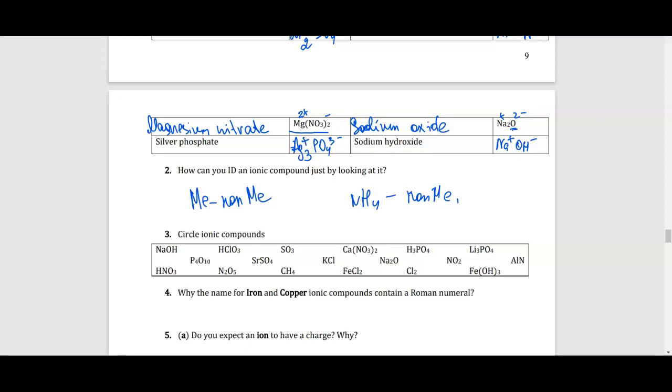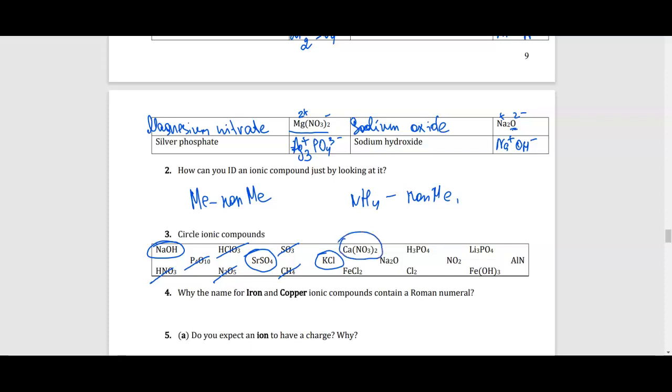Okay, so circle the ionic compounds. NaOH, it's sodium hydroxide, it's ionic because we have a metal and non-metals here. HNO3, it's not ionic because no metals here. P4O10, no metals here. HClO3, no metals. Strontium is a metal here. Okay, no metal, no metal. It's ionic because potassium is a metal and chlorine is a non-metal.